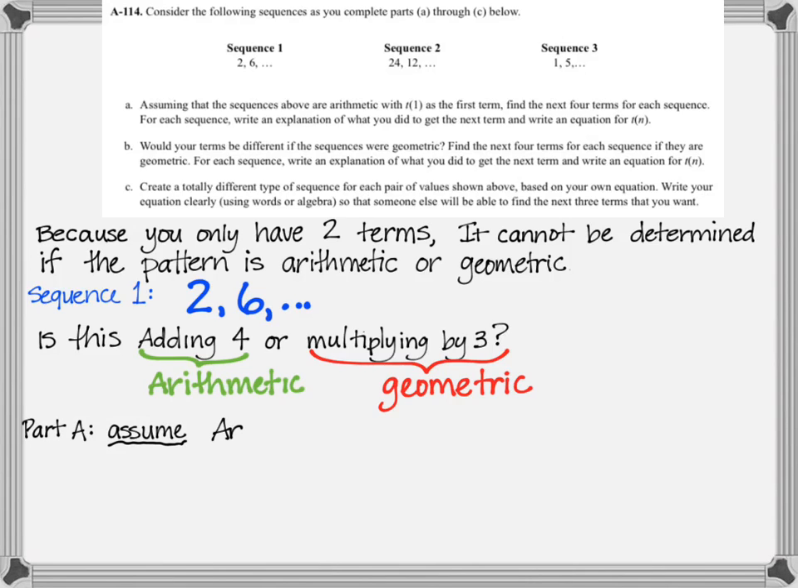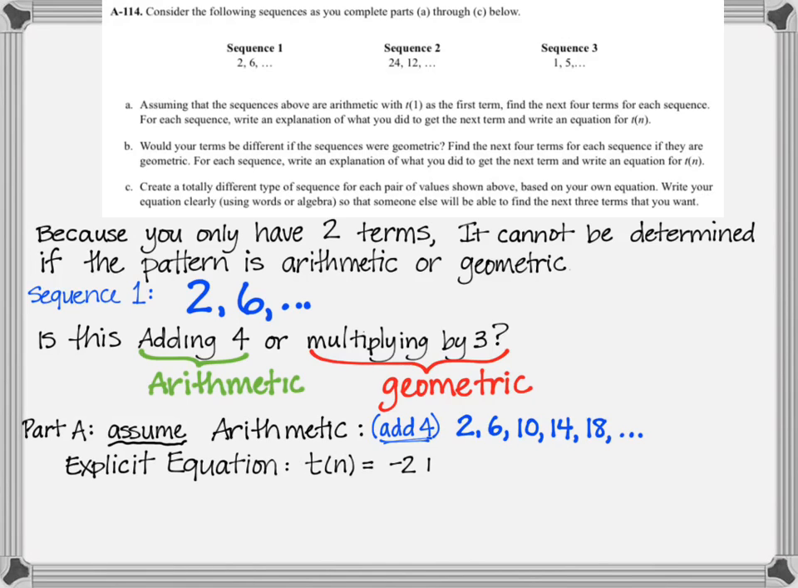In part A of this problem, you're supposed to assume that it's arithmetic, meaning add 4 for each term. And if that's the case, then the sequence would be 2, 6, 10, 14, 18, because you're adding 4. The explicit equation for this would be T of n is equal to negative 2 plus 4n, because what would you add 4 to get 2? You would add negative 2 plus 4 to get the first term. And you're constantly adding 4s, so that's why the plus 4n. So this is the 0th term, if you think of it, the 0th term plus the pattern times n.